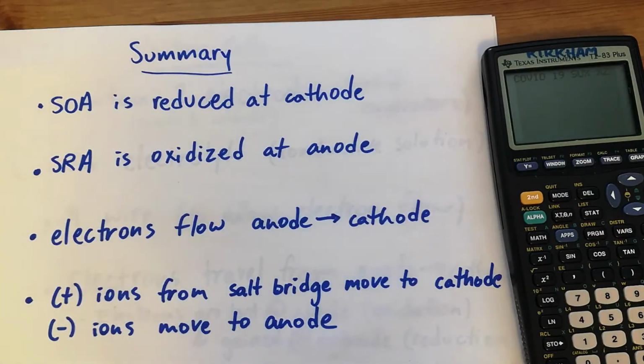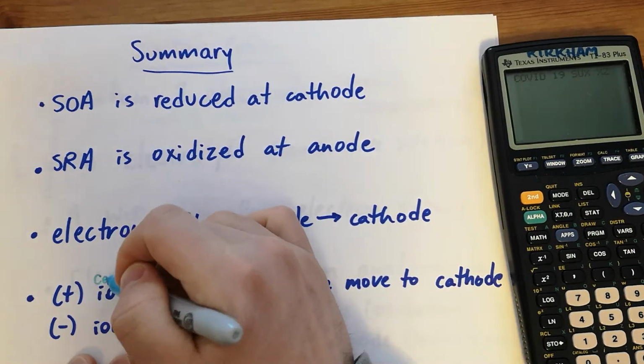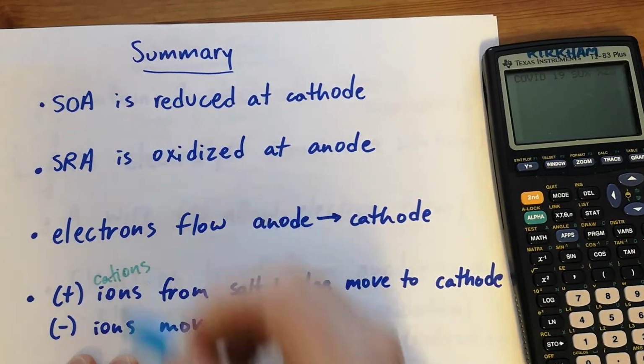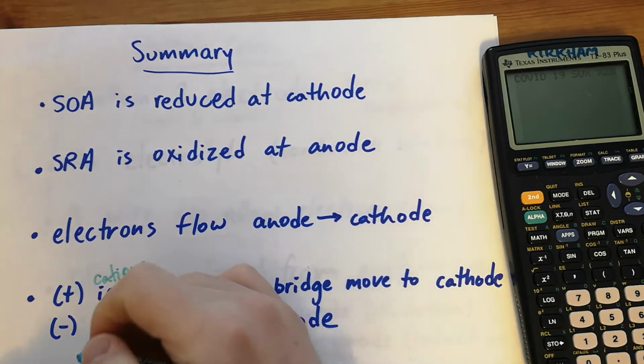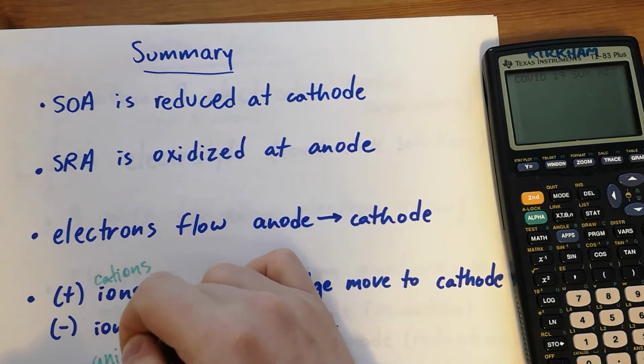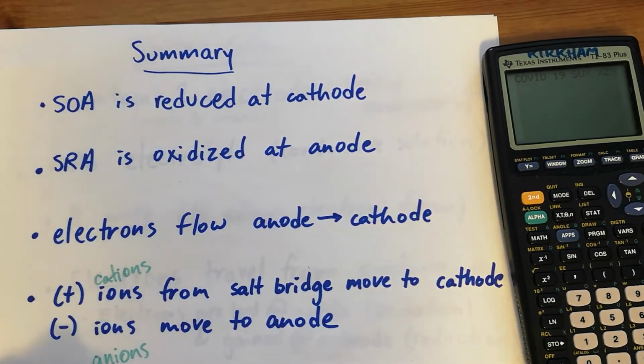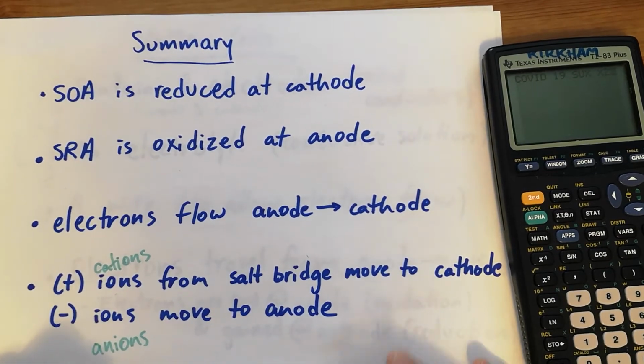Okay. Positive ions from the salt bridge move to the cathode, and negative ions move to the anode. That's pretty easy to remember because positive ions are called cations. They go to the cathode. Negative ions are called anions. They go to the anode. That's not too bad to remember.